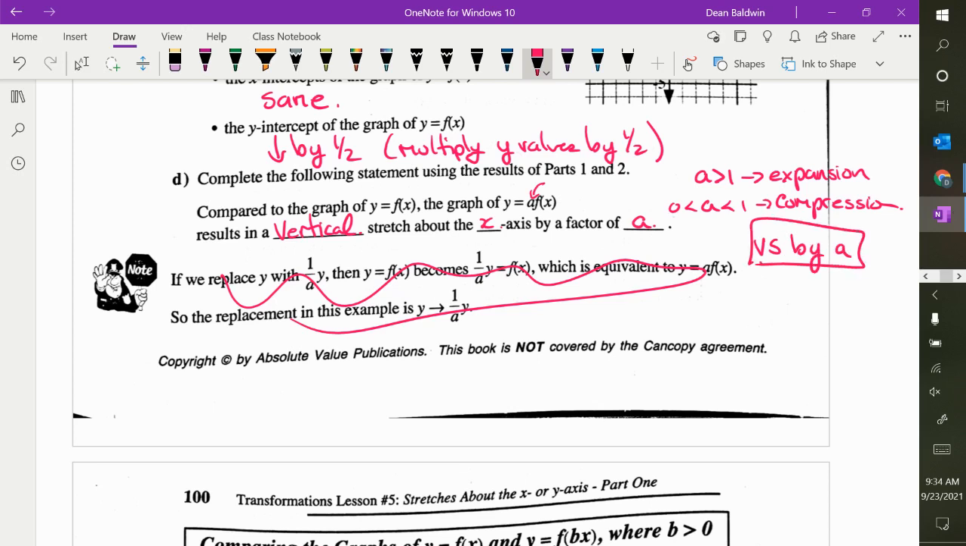So if a is 1/2 and you say this is a vertical stretch by 1/2, we all understand you're multiplying by 1/2, the graph's going to get smaller. Or a vertical stretch by 5 means the graph's going to stretch out. Any questions about that? All right. You ready for b?